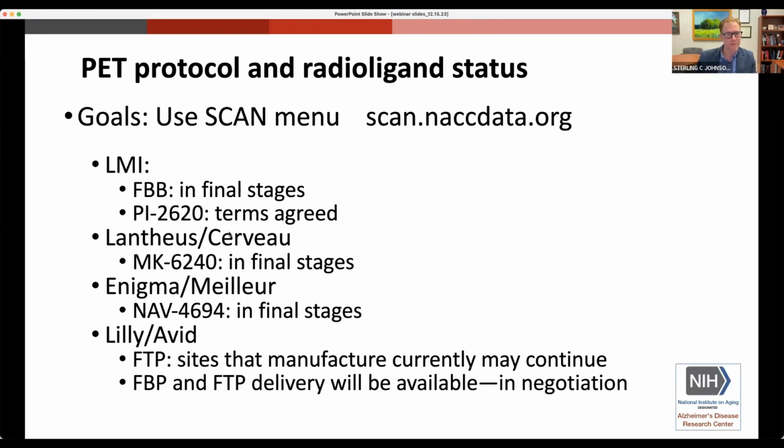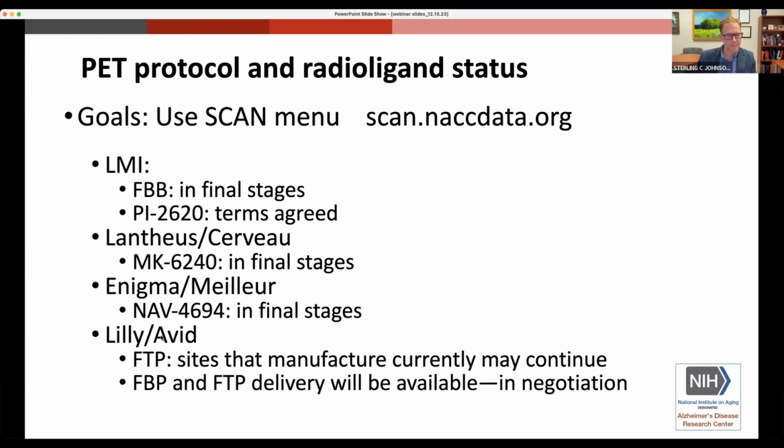For Lantheus, which makes or licenses MK-6240, one of our tau tracers, those terms have all been agreed to, and that's now going through final signature. The same for Enigma Mayo, who provides NAV4694, which is one of our amyloid tracers. That's in the final stages.